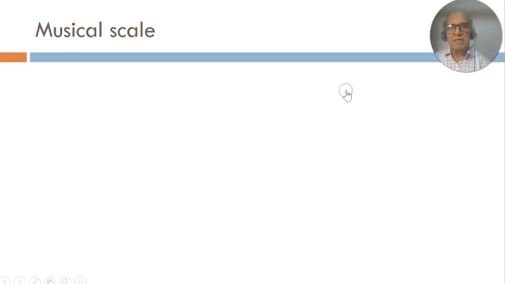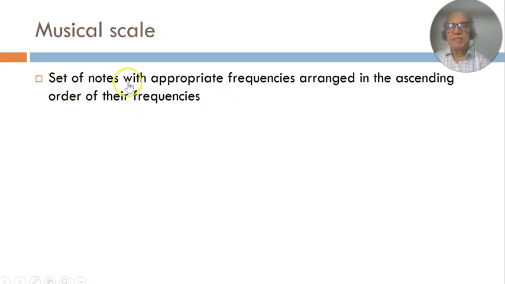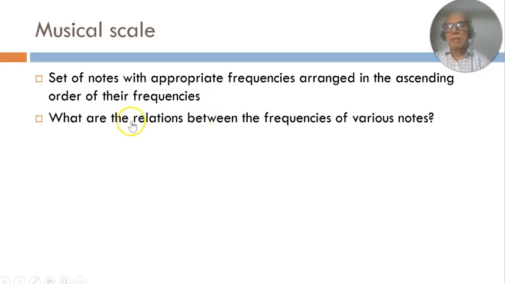Alright, so let us start by answering the question as to what is a musical scale. Well, it's a set of notes with appropriate frequencies arranged in the ascending order of their frequencies. Now, what are the relations between the frequencies of various notes? That is the next question we ask. So it depends on what kind of scale you are using.